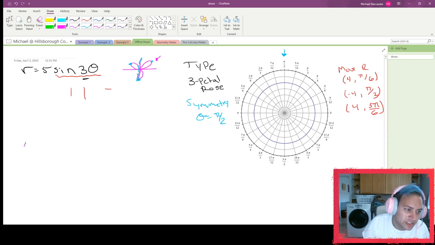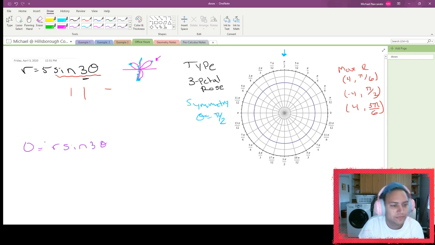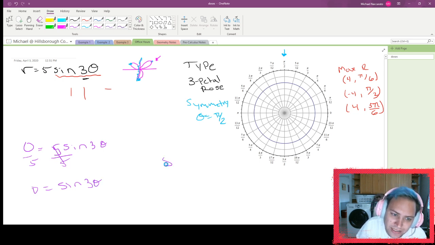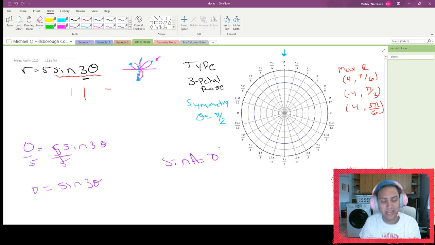So for 0, again, we just set this equal to 0. So 0 equals r sine of 3 theta. And I don't know why I put r, 5. Divide both sides by 5. It doesn't really matter, though, because 0 divided by 5 gives us 0, and then I get sine of 3 theta. So we've got to ask ourselves, well, when does sine of a equal 0? Well, sine equals 0 in 2 places, right? Sine is 0 at 0 degrees, or 0 radians, and sine is also 0 at pi. So both of those are solutions.